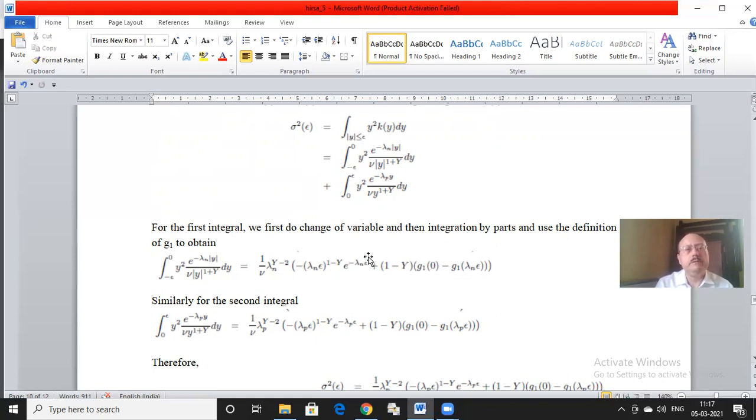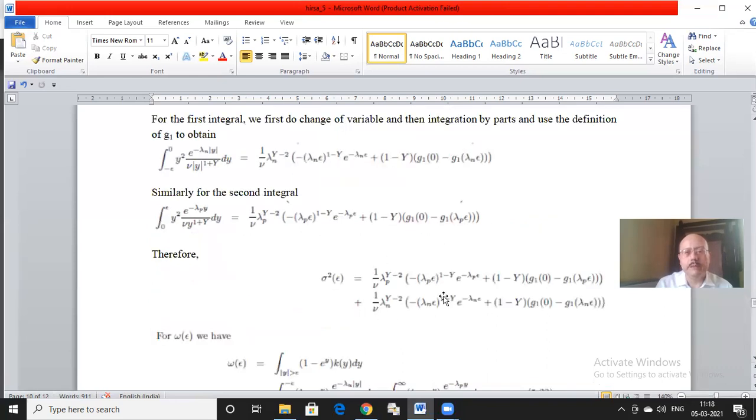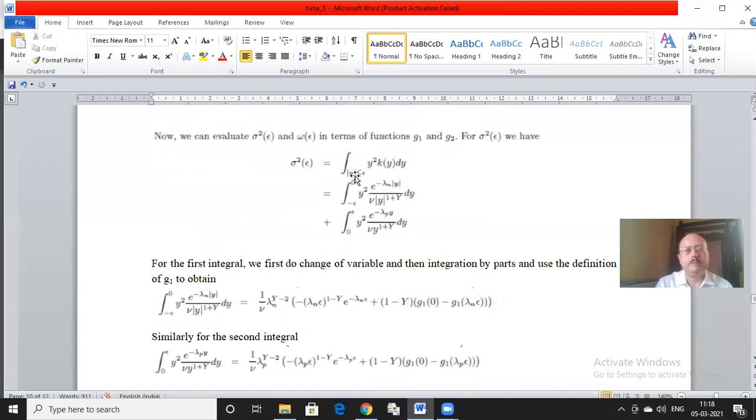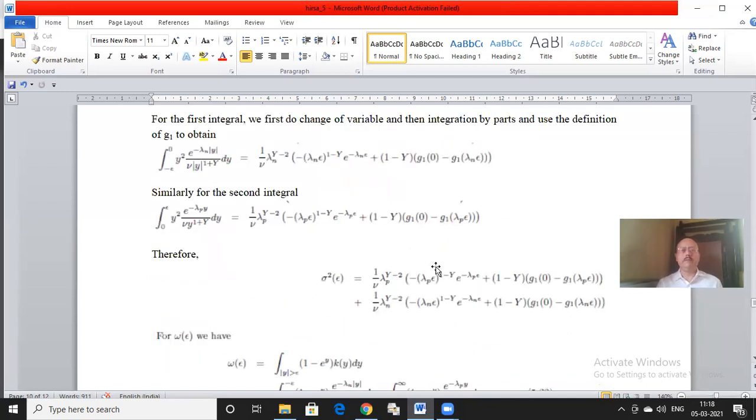So this is for the negative side, and similarly for the positive side, it will also be in terms of G1 evaluated at 0 and lambda p epsilon. So sigma square epsilon would be the sum of these two terms. This is mod less than or equal to epsilon, so it would be the sum of two terms, and these are the two terms again in terms of G1, and we know that G1 is already pre-calculated.